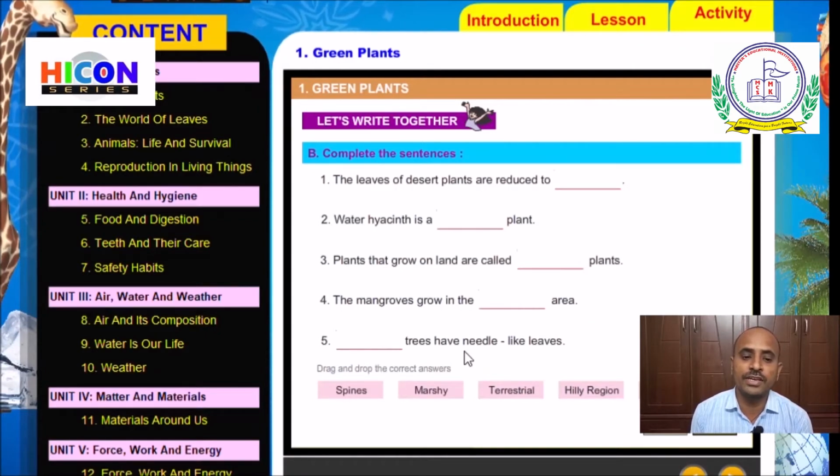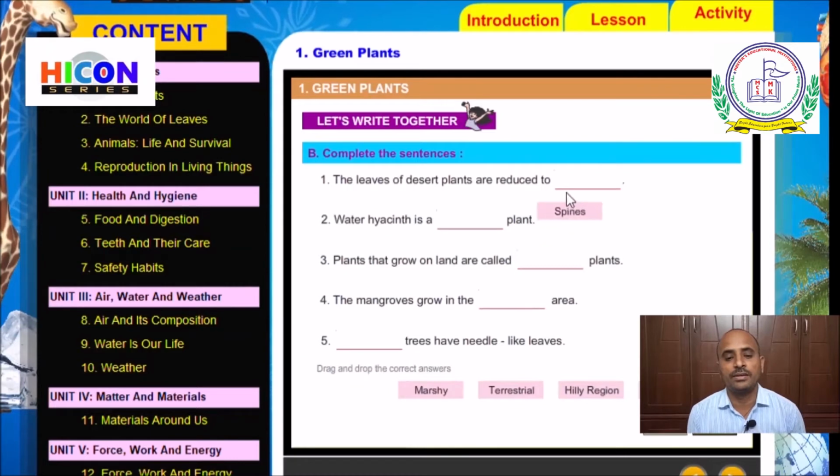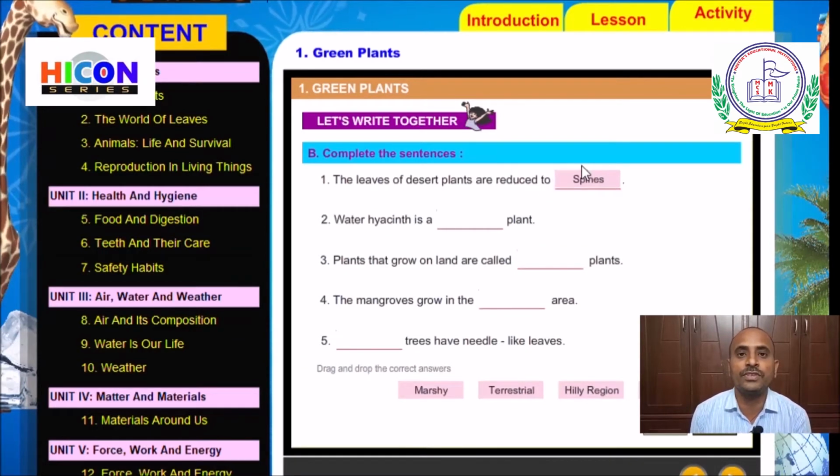The leaves of desert plants are reduced to dash. Children, already we have discussed in the previous activity that desert plants do not have leaves. The leaves are reduced to spines because spines prevent the desert plants from loss of water. So the answer for the first sentence is spines. Write the word spines in the blank.